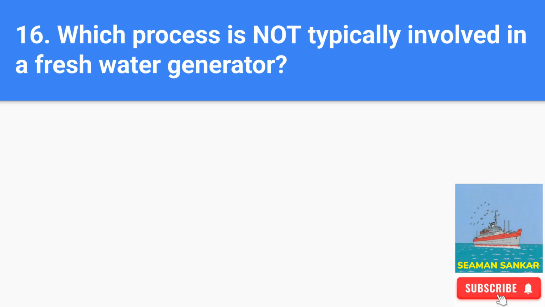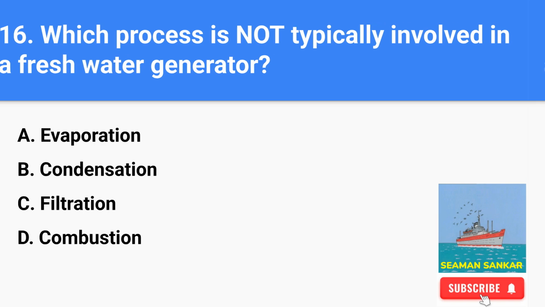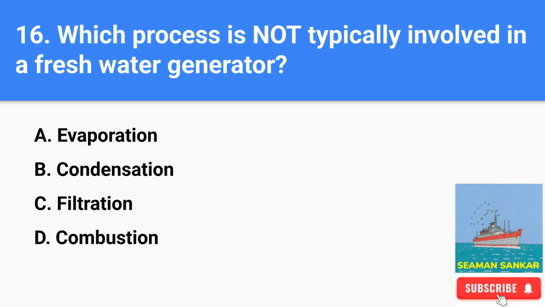Question 16. Which process is not typically involved in a freshwater generator? A. Evaporation, B. Condensation, C. Filtration, or D. Combustion. Combustion is not typically involved in a freshwater generator. The main processes are evaporation and condensation.